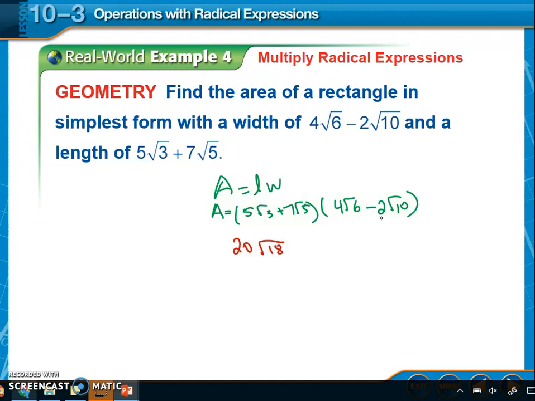If I do my outside terms, 5 square root 3 and negative 2 square root 10, negative 2 and 5 makes negative 10. Square root 3 times square root 10 is square root of 30. Inside terms, 4 times 7 is 28, and square root 5 times square root 6 is square root 30. And then my last terms, 7 times negative 2 is negative 14, and square root 5 times square root 10 is the square root of 50.